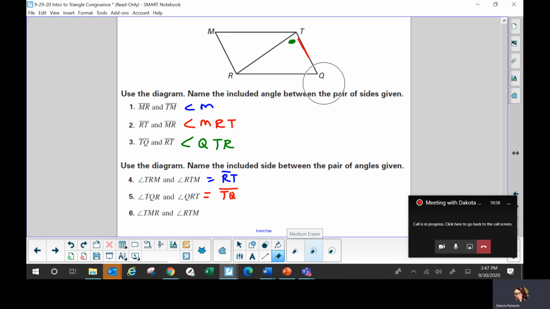All right. Then number 6, you had to label the in-between side. In between the following two angles, you had TMR, and then you had the angle RTM. So the side that's in between those would be just MT or TM.